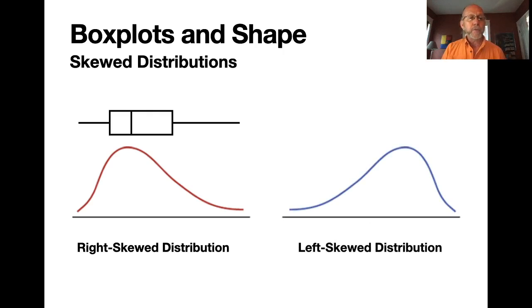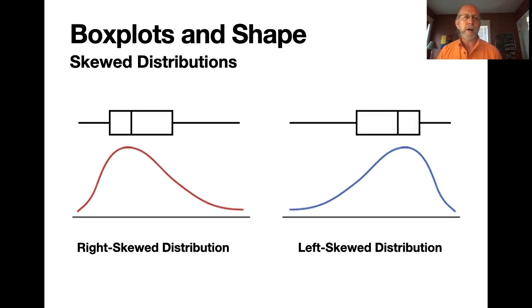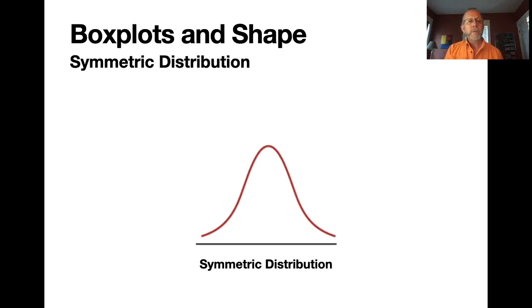For a left skew distribution, the situation would flip, right? The left side of the box is typically bigger, and the left whisker is going to be longer in a left skew distribution, again indicating that long left tail. For a symmetric distribution, you won't be surprised to see that the box plot is going to be symmetric. So both halves of the box are going to be about the same size, and both whiskers will be about the same size.